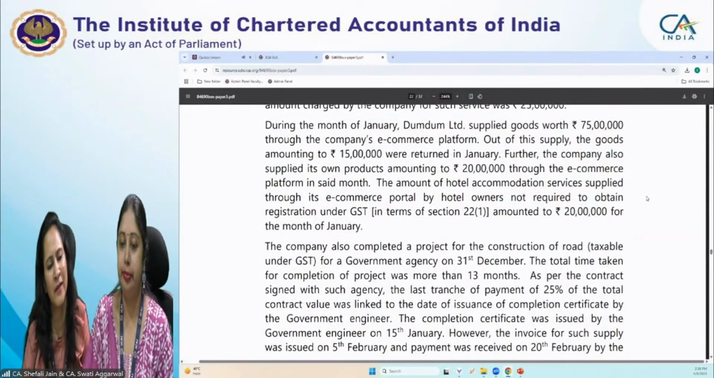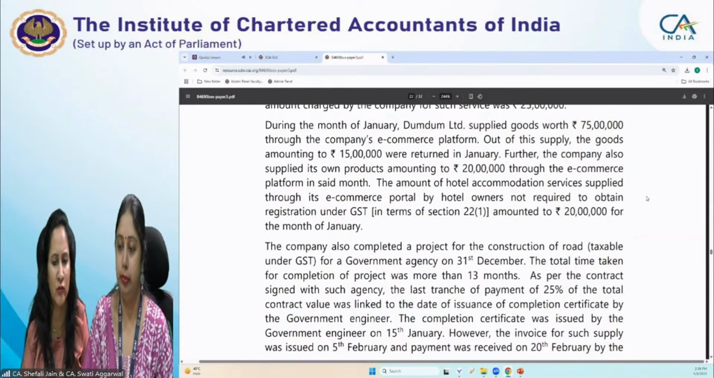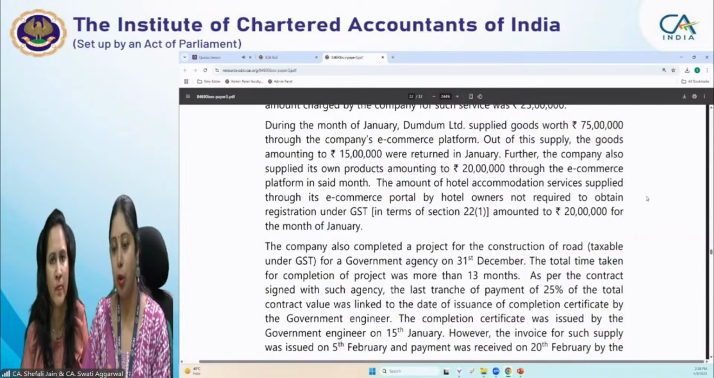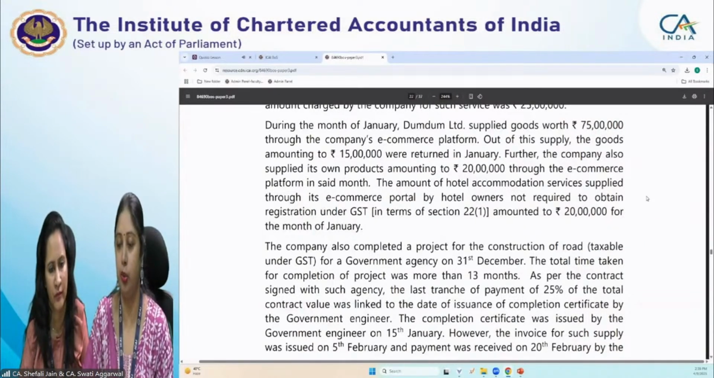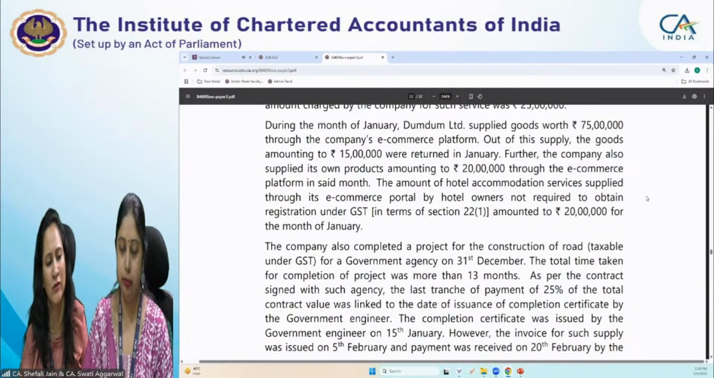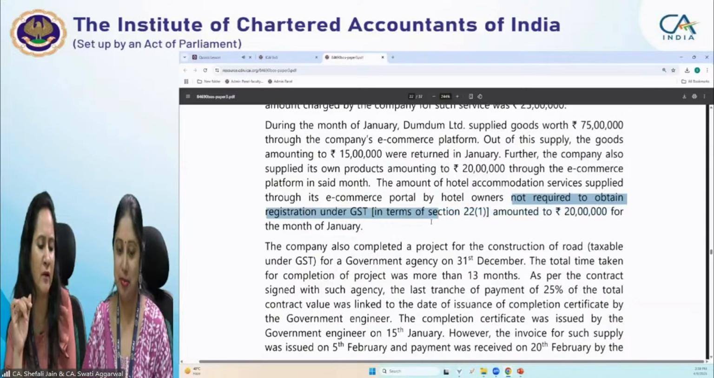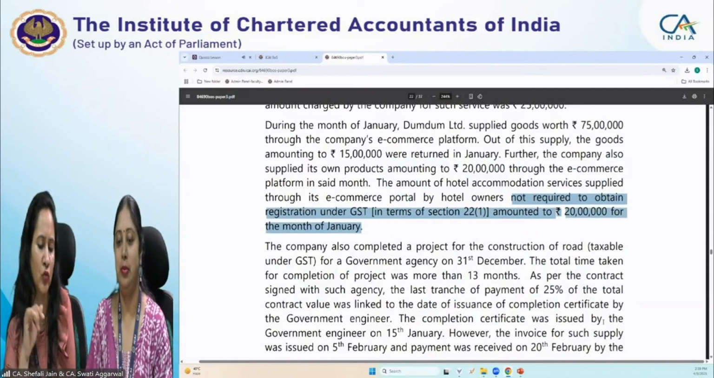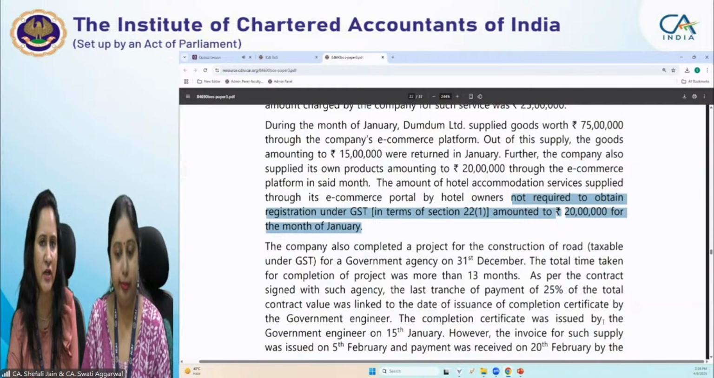During the month of January, the company supplied goods worth rupees 75 lakh through its e-commerce platform. Now its e-commerce operations have come into the picture in the scenario. Out of this supply, goods amounting to rupees 15 lakh were returned in January. Further, the company also supplied its own products amounting to rupees 20 lakh through the e-commerce platform in the said month. The amount of hotel accommodation service supplied through its e-commerce portal by hotel owners not liable under section 22(1) amounted to rupees 20 lakh for the month of January.